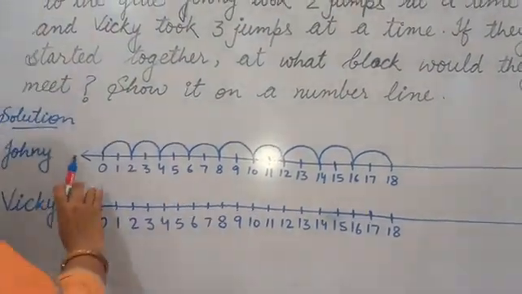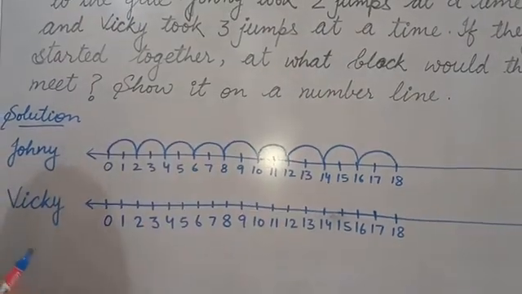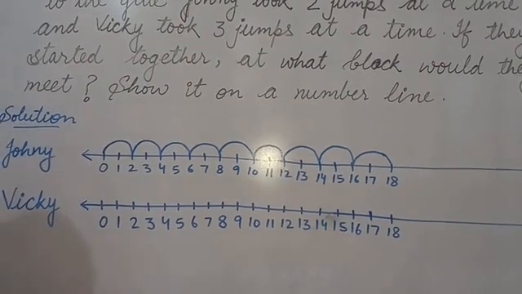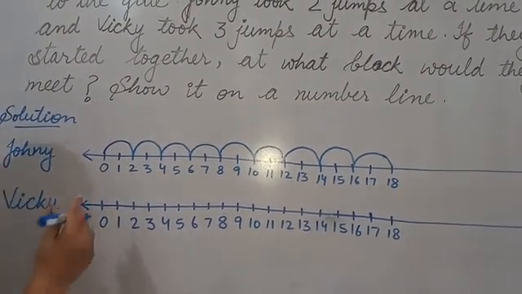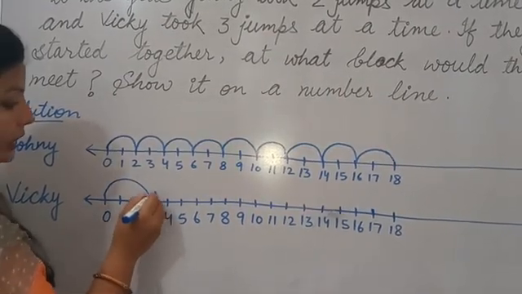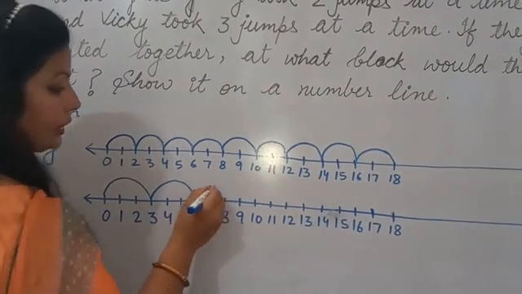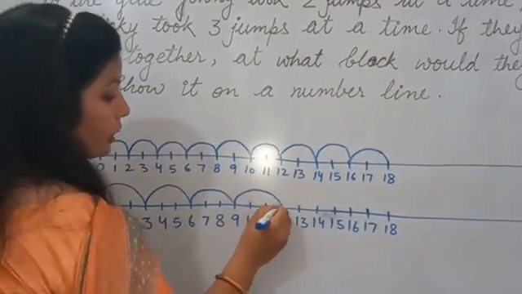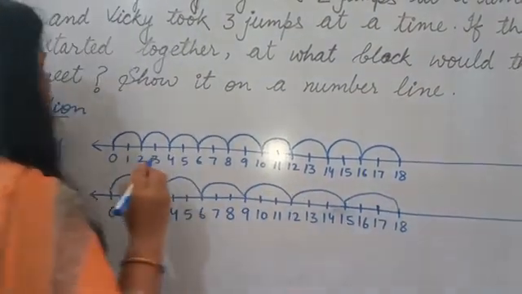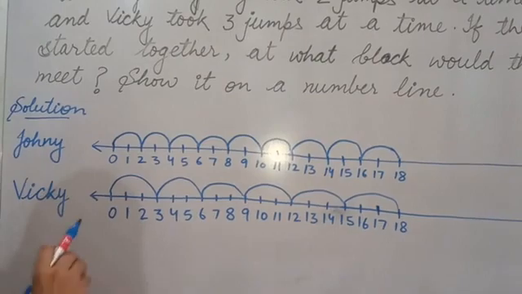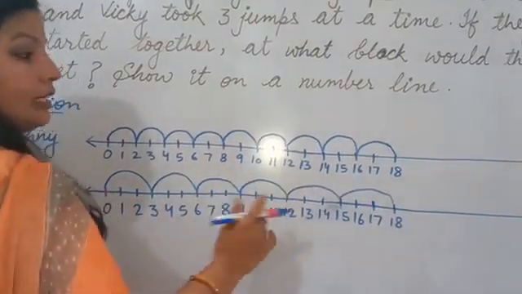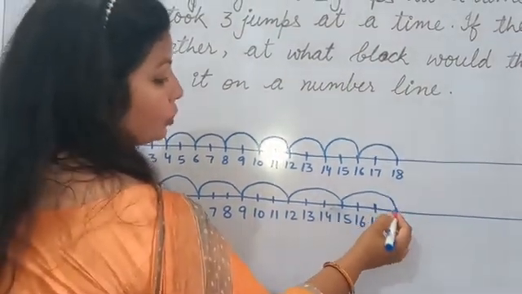Then Vicky took 3 jumps at a time. So let me take 3 multiples, 0 to 3, 3 1s are 3, 3 2s are 6, 3 3s are 9, 3 4s are 12, 3 5s are 15, 3 6s are 18. Now Vicky will reach the gate from the house in 6 jumps. 1 2 3 4 5 6.